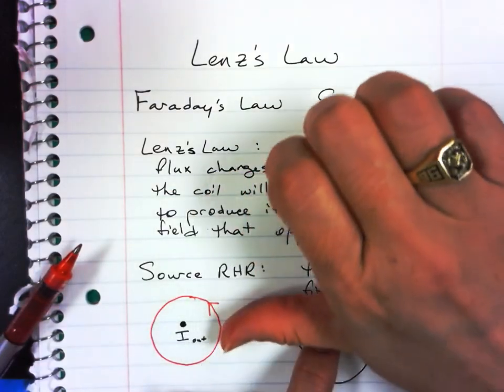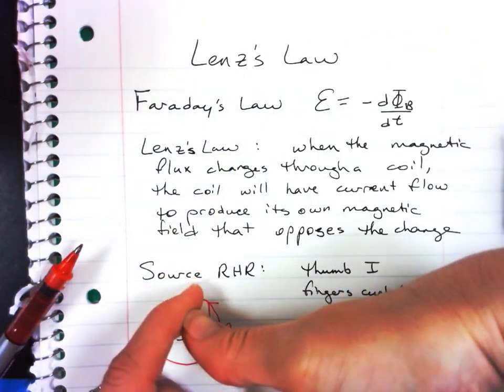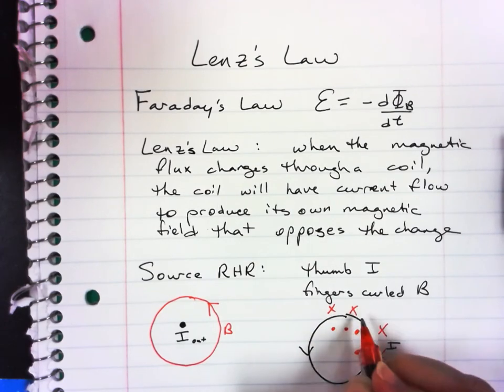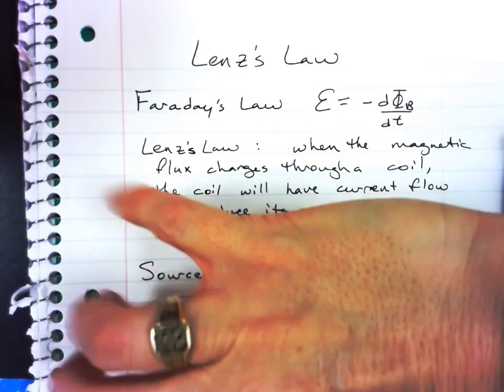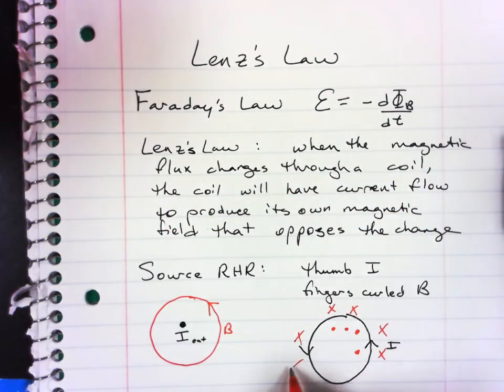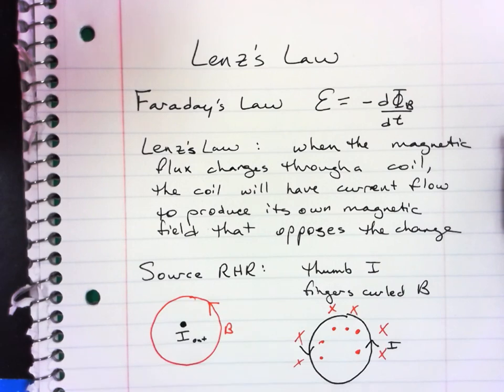If I move my thumb to the top, into the page above my thumb, out of the page below my thumb. So right close to the wire, into the page, out of the page. And I continue around on the left side, into the page there, out of the page here, into, out of. And you can guess, point our thumb at the bottom, out of the page above the wire, into the page below the wire.